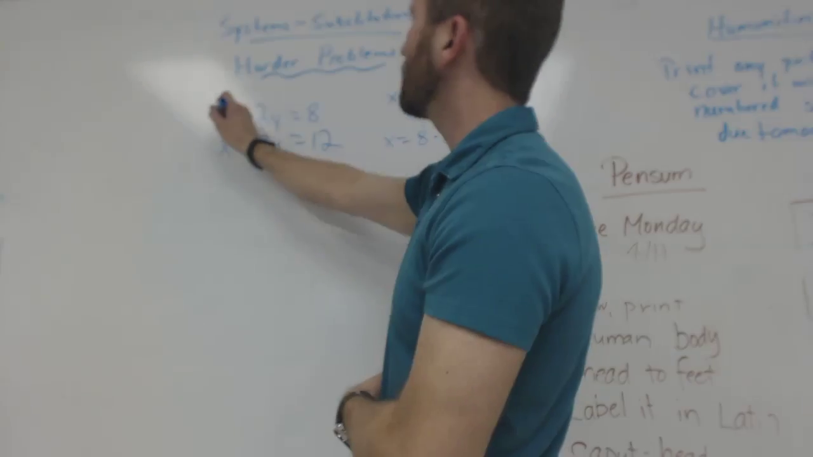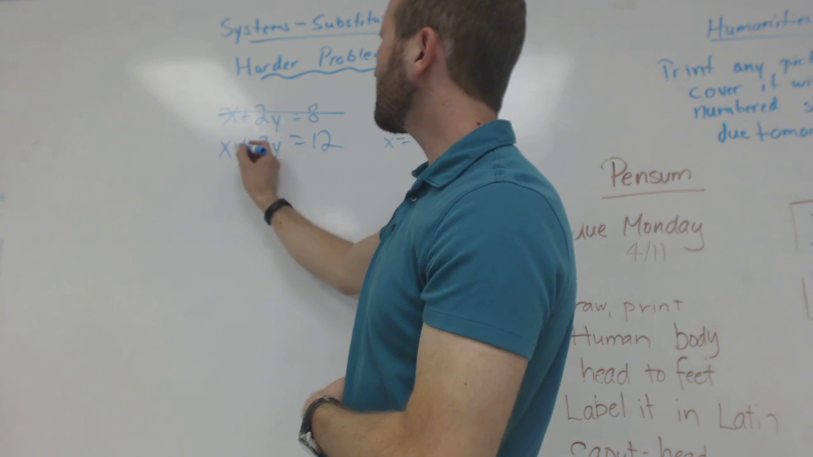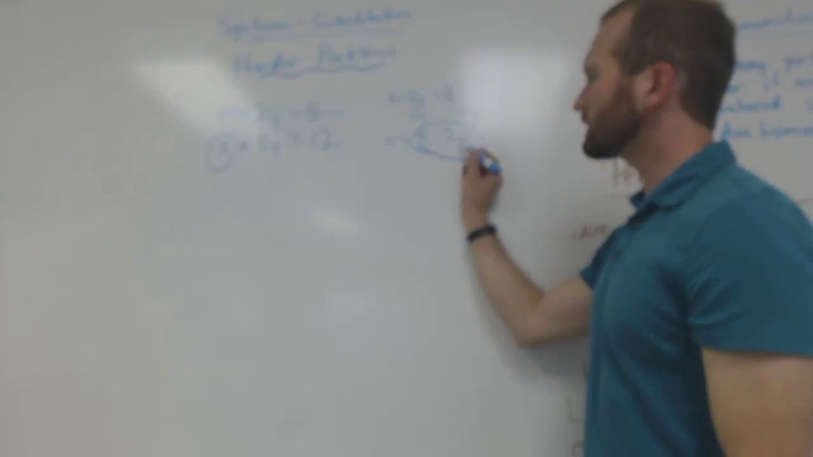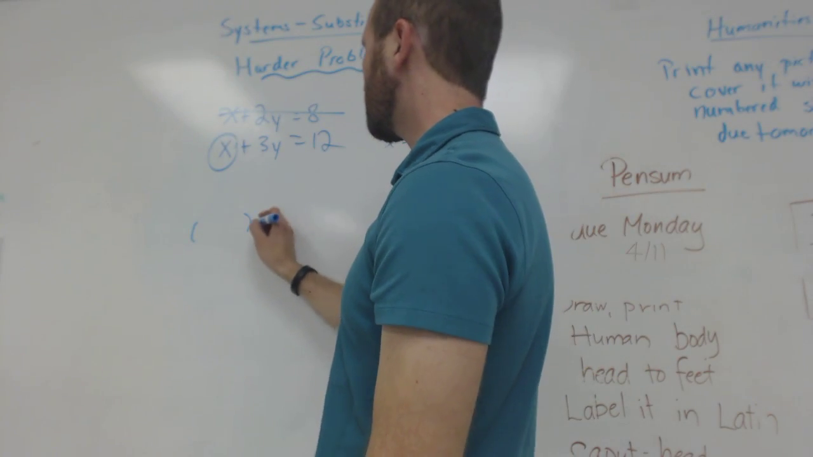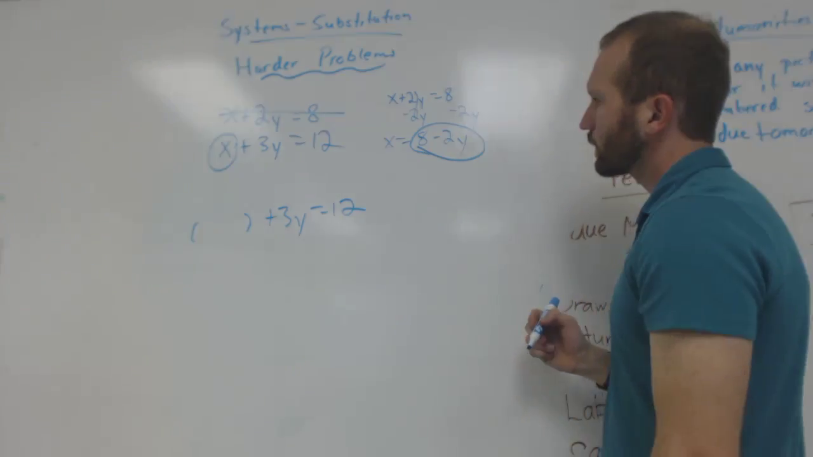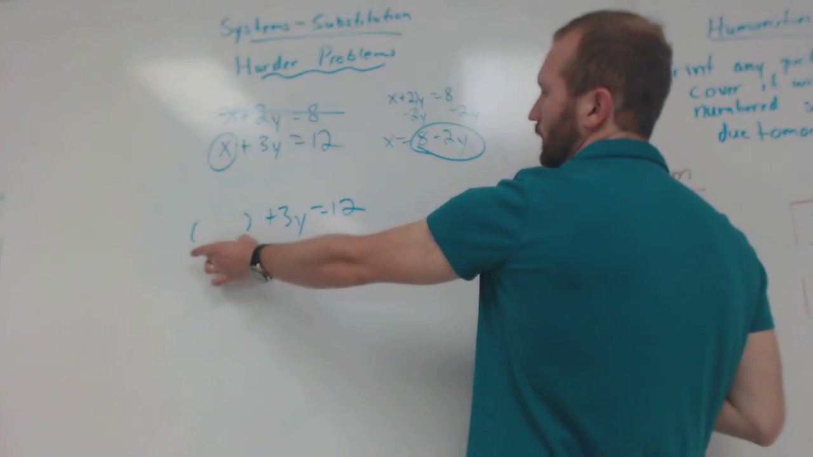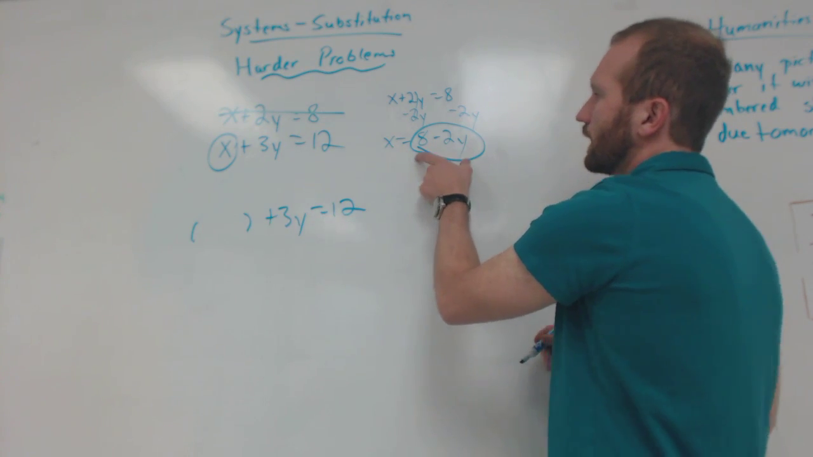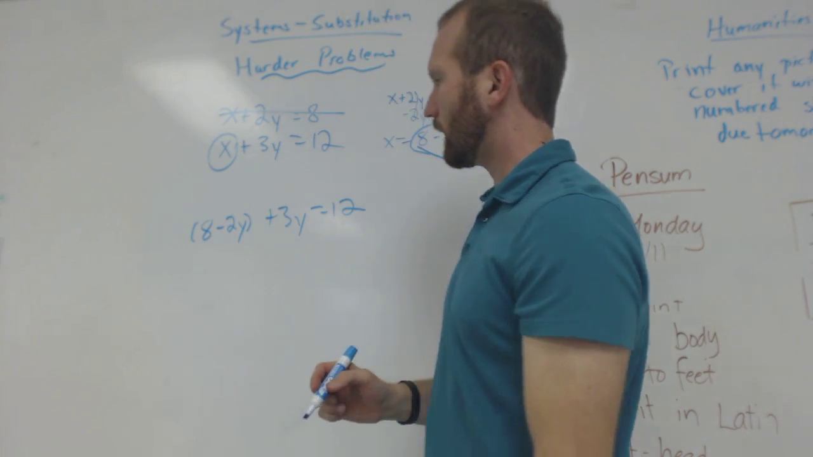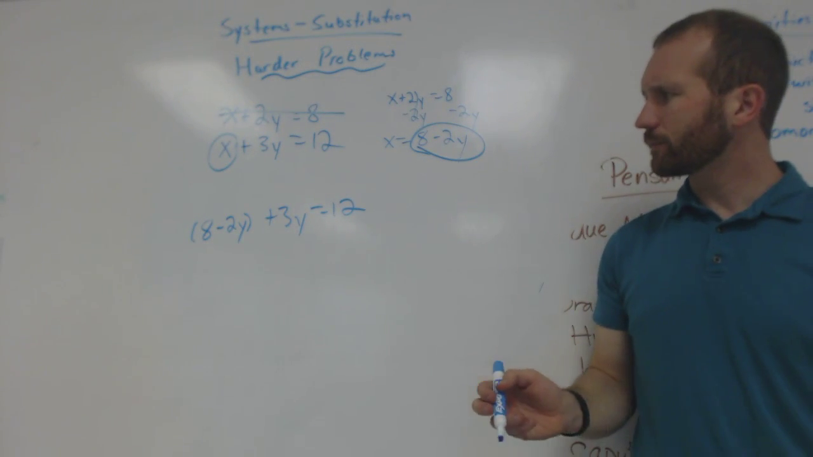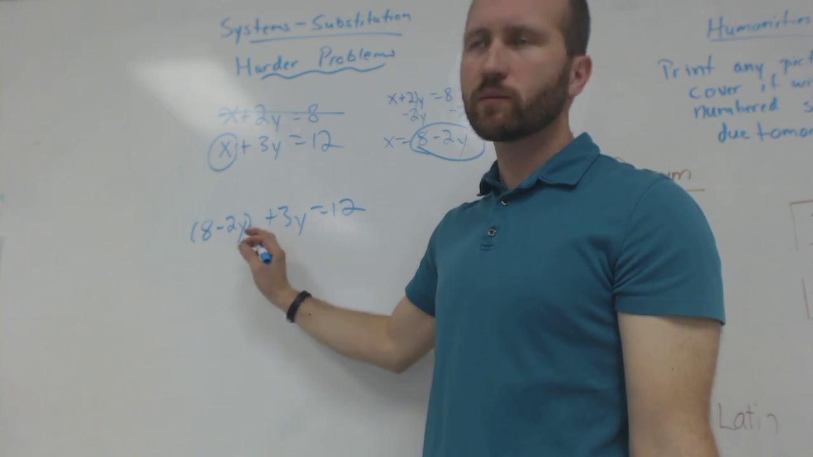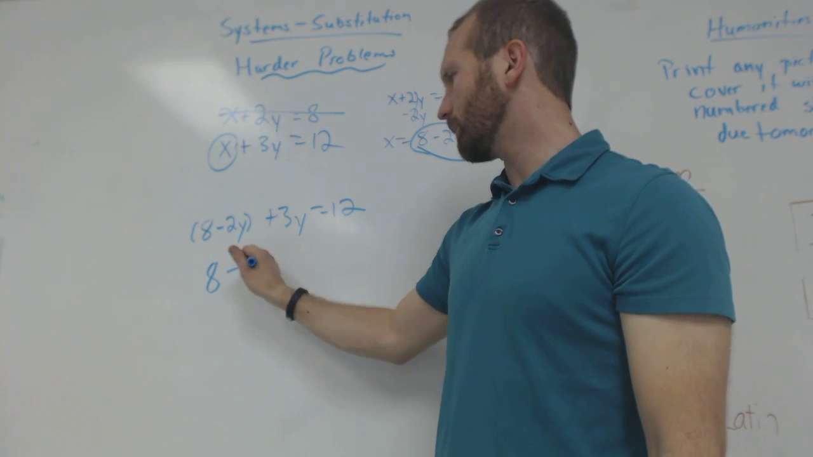In my second equation, right, I've already used that one. In my second equation, I'm going to find x. I'm going to put this in instead of x. So, parentheses, plus 3y equals 12. x plus 3y equals 12. But in this case, x is actually 8 minus 2y. Okay, these parentheses aren't really important. There's nothing being multiplied, so I can just ignore them.